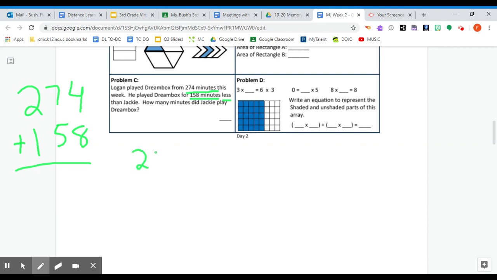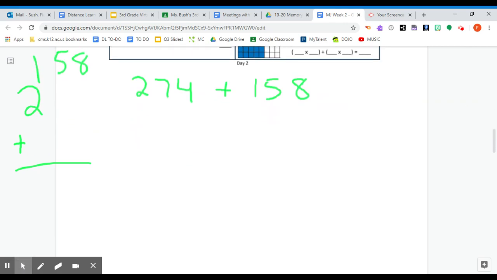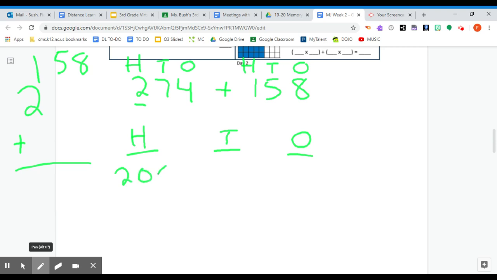So I'm going to go ahead and set up my problem. Let me just scroll down. I'm going to label my hundreds, tens, and ones, and then set up using expanded form. So I have 200, I have 7 tens or 70, and then I have 4 ones. Over here I have 100, 5 tens or 50, and then I have 8 ones.